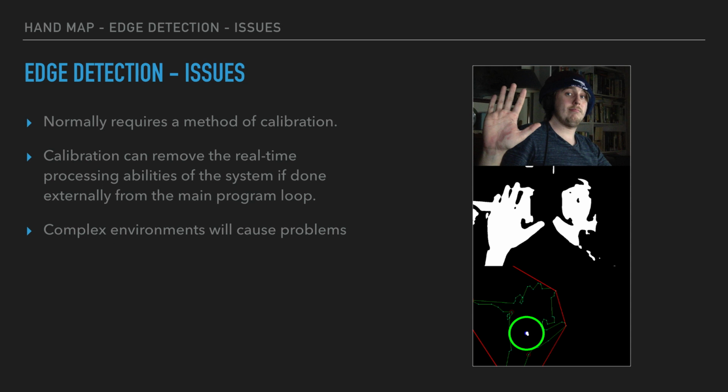This actually brings me to my next slide, which is on the issues of edge detection. It normally requires some method of calibration because the lightness and darkness of the room, and the object you're trying to scan, is always going to be slightly different. It's never going to be the same.